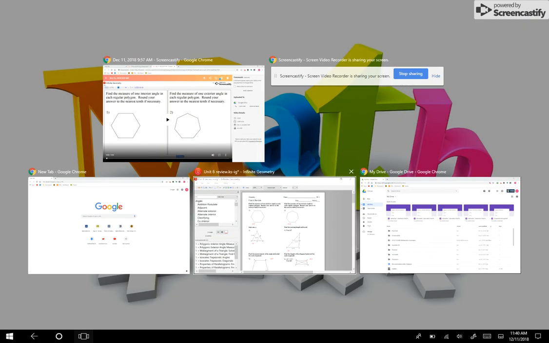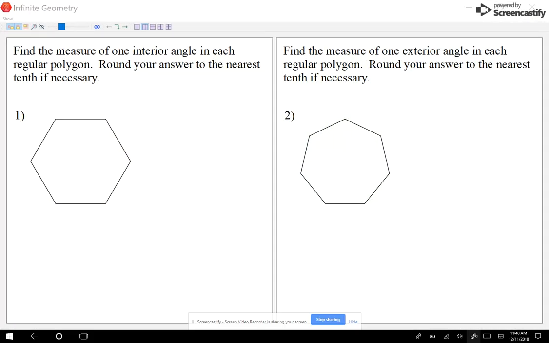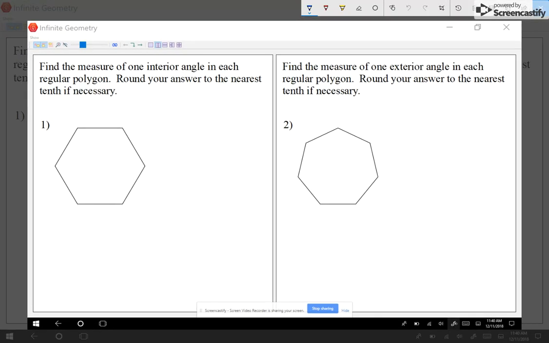All right, so looking at a review today, we're going to have 20 questions on the test tomorrow. Looking at my example one, I'm asking find a measure of one interior angle. First of all, I need to find out how much they all add up to. I count the sides, there's six.